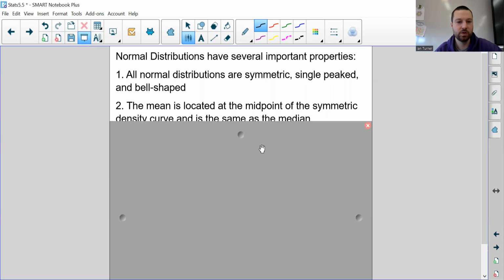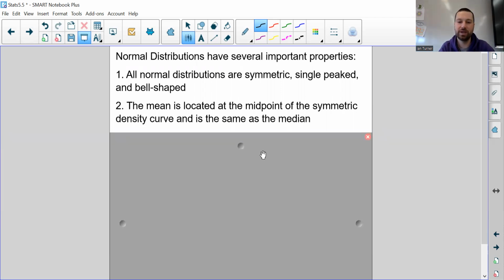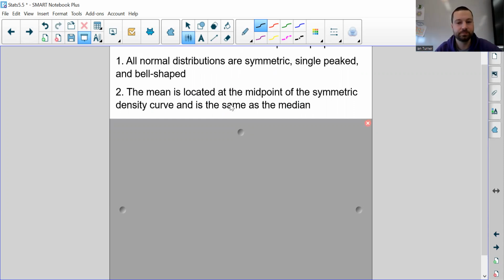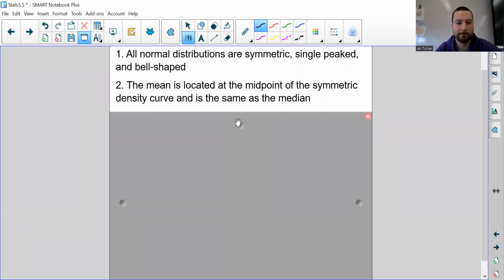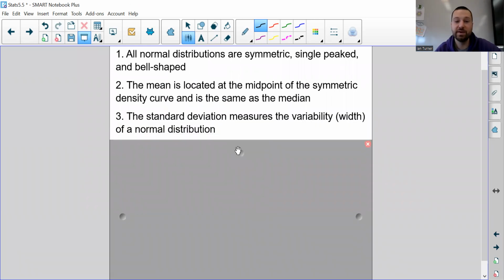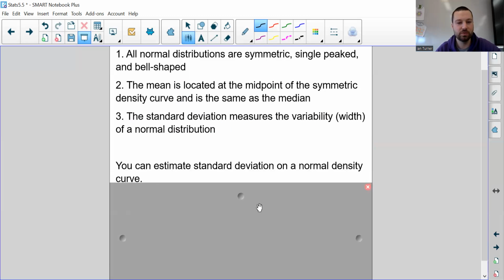Feel free. Number two, the mean is located at the midpoint of the symmetric density curve and is the same as the median. Remember, I said that was going to be important when we talked about it earlier. It's because for normal distributions, your mean and median are going to be the same. Dead center. The standard deviation measures the variability, the width of a normal distribution. We'll get more into this next lesson, but we can do some cool stuff even without other stuff.